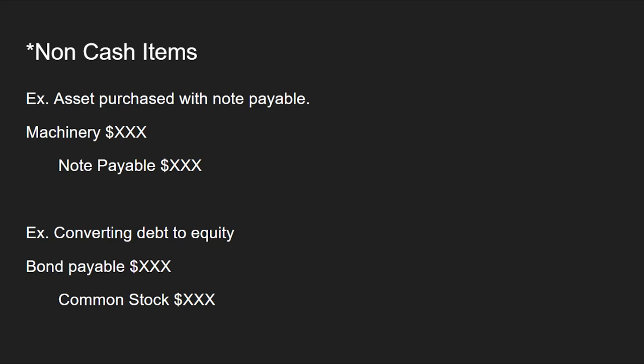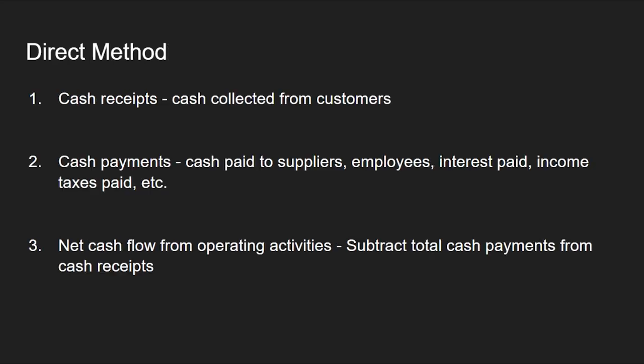Some examples of non-cash items would be assets purchased with a notes payable. So in that case, you would debit machinery and credit notes payable, or converting debt to equity. So you would debit bonds payable and credit common stock. So there are two methods used to prepare a cash flow statement: direct and indirect. The direct method is pretty straightforward, as the name implies. You take your cash receipts and your cash payments, net them, and you get cash flows from operating activities. Now, conceptually, the direct method is simpler.